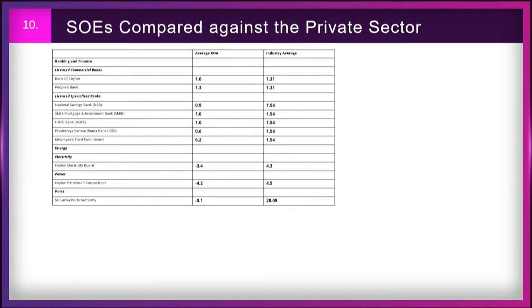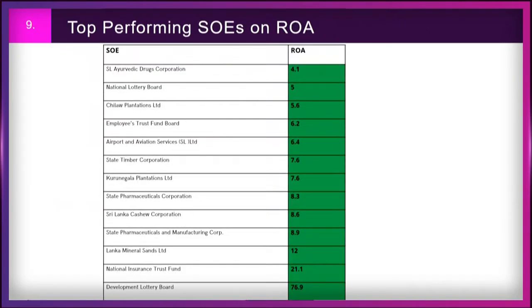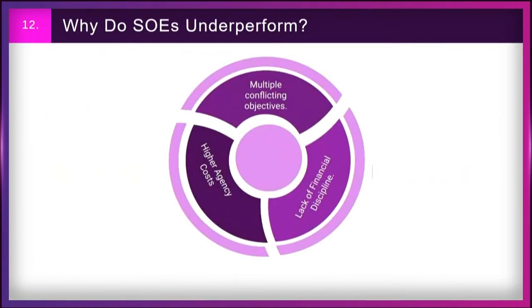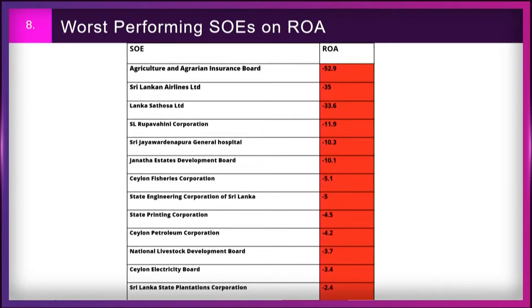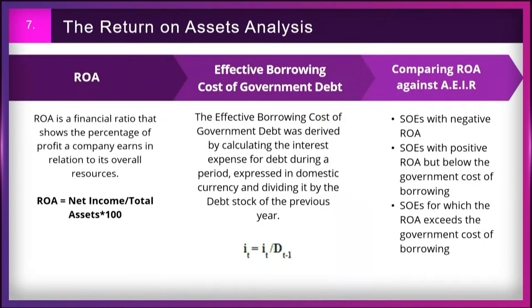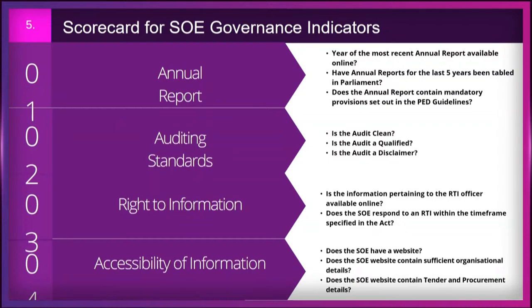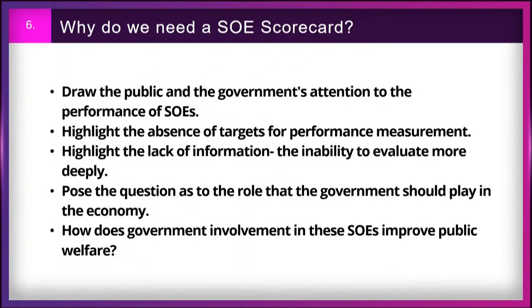But if you compare some of those with the private banks, although they're a lot smaller, they show a higher rate of return. I can't seem to find the slide, but it's in the report. So there are some comparisons with the private sector as well as the government cost of debt.